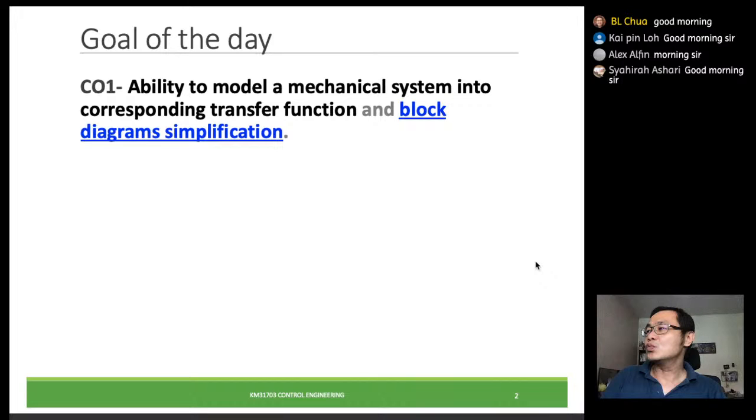Last week we discussed how to model a mechanical system into a transfer function. Today our goal is to complete the outcome of this course, which is block diagram simplification. Our intention is, after we are able to model a system into the corresponding transfer functions, to connect them into multiple block diagrams, and after that we try to simplify the whole process.